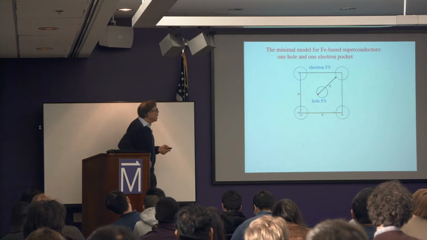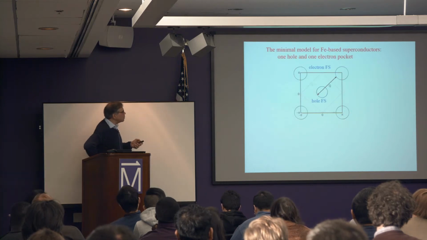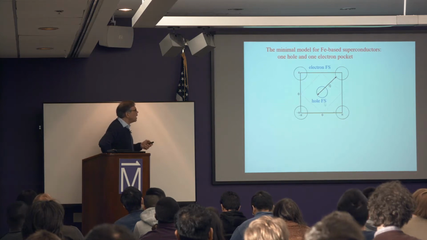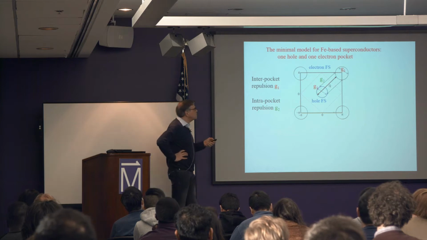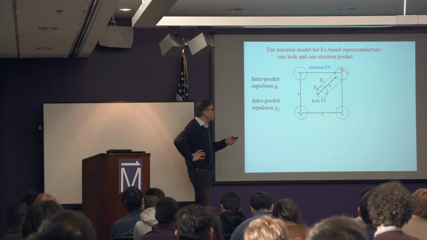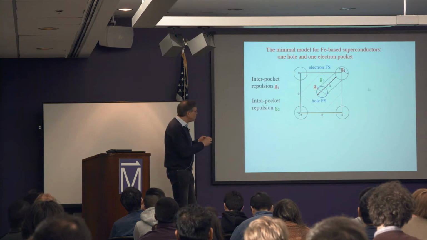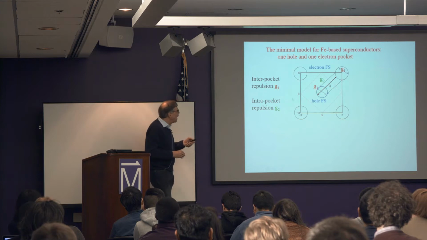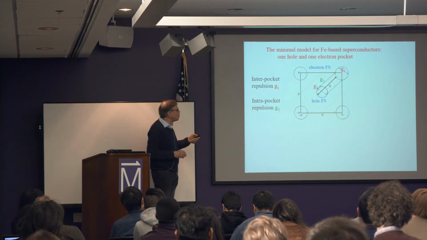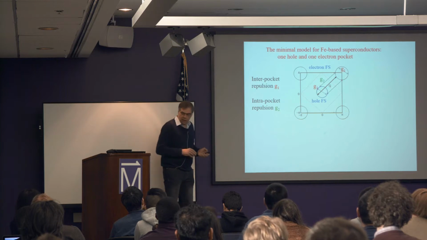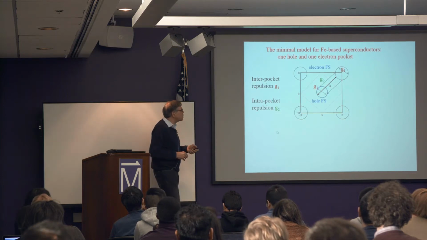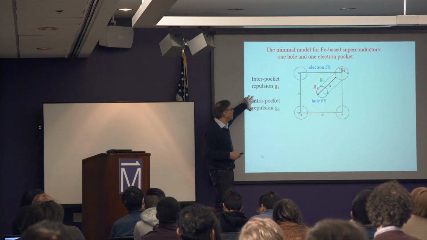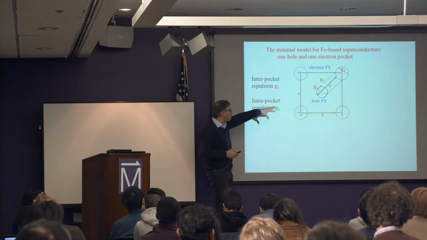Basically, let's go back. One of the models we considered was the model for iron-based superconductors, with hole and electron pockets. If we consider the simplest model, we consider one hole pocket and one electron pocket. Two interactions. One interaction is within a pocket, another interaction is between pockets. We call them G1 and G2. One is the inter-pocket interaction, another is the intra-pocket interaction.